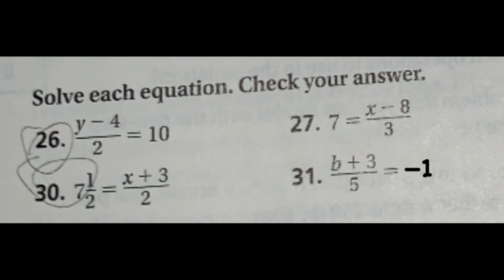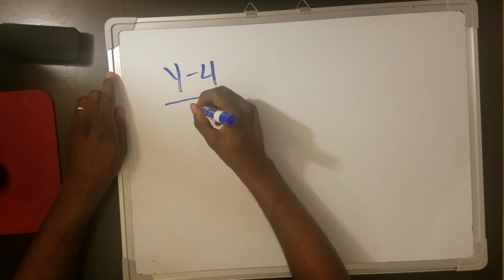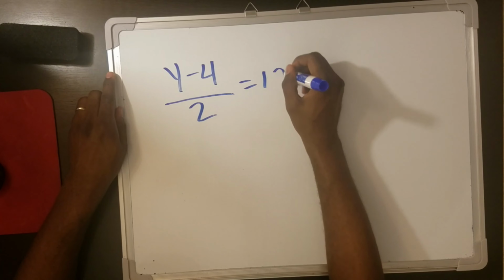Okay, so if you look here, we're going to start with number 26. So like I said, it's a little bit different from what we just did, but we're going to use our same principles, okay? So number 26 says, y minus 4 all over 2 equals 10. So let's write that. Y minus 4 all over 2 equals 10.